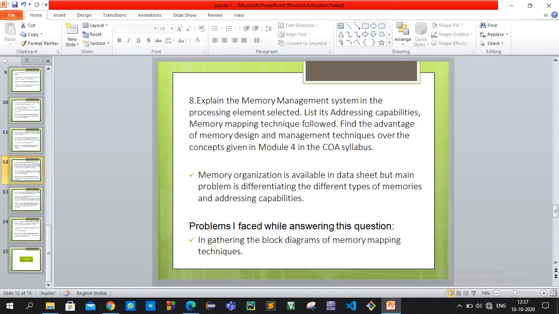The main problem I faced while answering this question is in gathering the block diagrams of memory mapping techniques, because there is not much information about memory mapping techniques in my datasheet as well as online sites. So it took a bit of time for gathering the block diagrams.